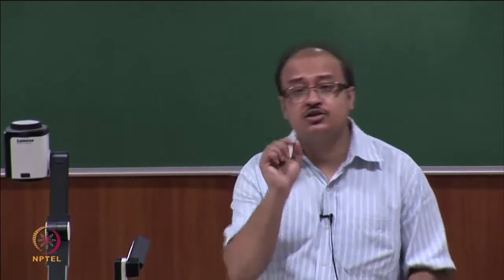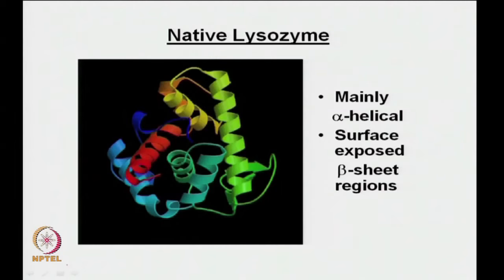Now, to move on, let us look at a typical protein. We are talking about a specific protein. This is lysozyme, and you can see the lysozyme is mainly alpha helical. You can see mostly alpha helices, and there are some surface exposed beta sheet regions. For example, you can see this one, this is a beta sheet. So, what it means is you will definitely have alpha helices mostly, and then also have beta sheet.